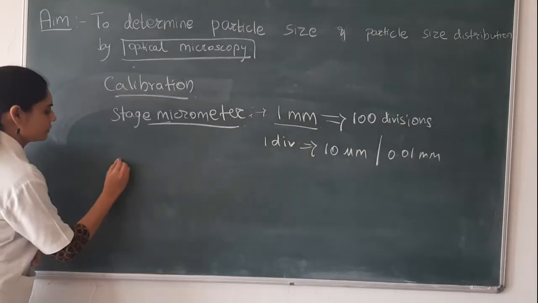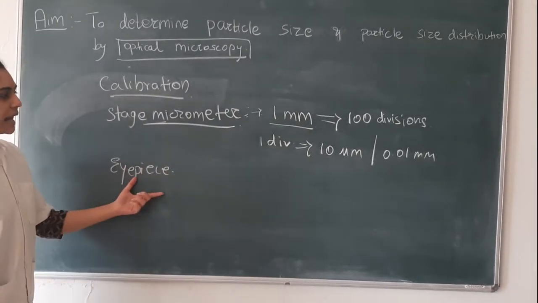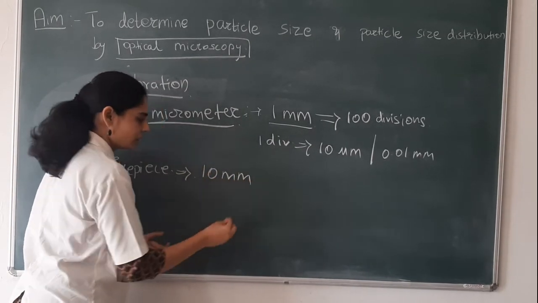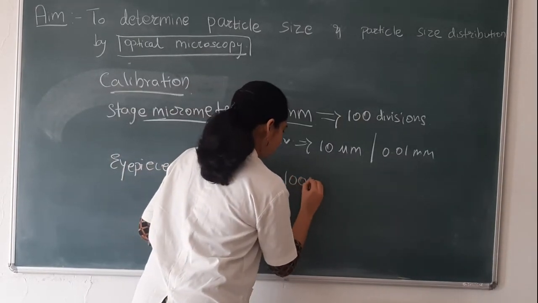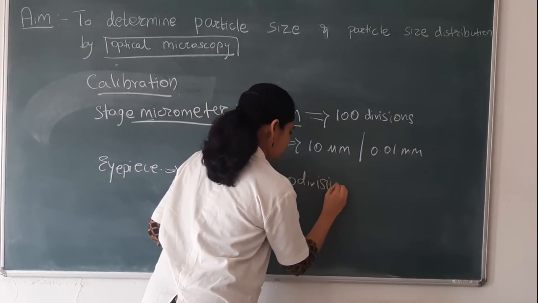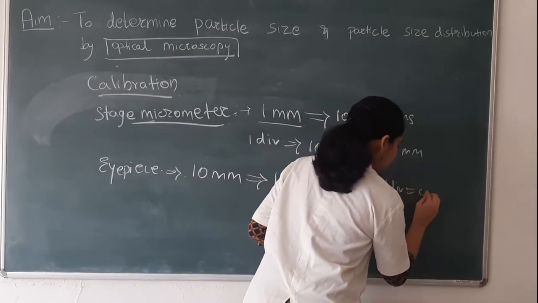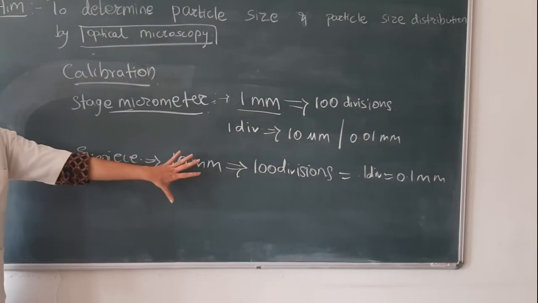Then we have the eyepiece. This eyepiece has a 10 mm line engraved, and this 10 mm line is divided into 100 divisions. So one division is equal to 0.1 mm.